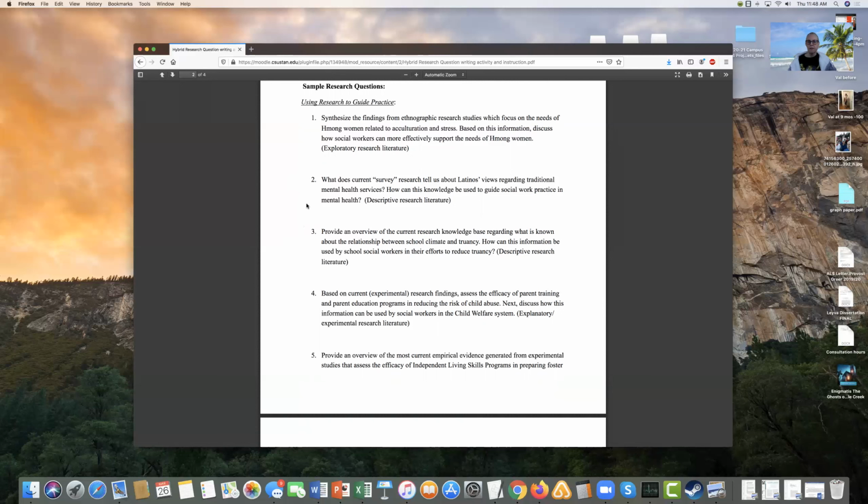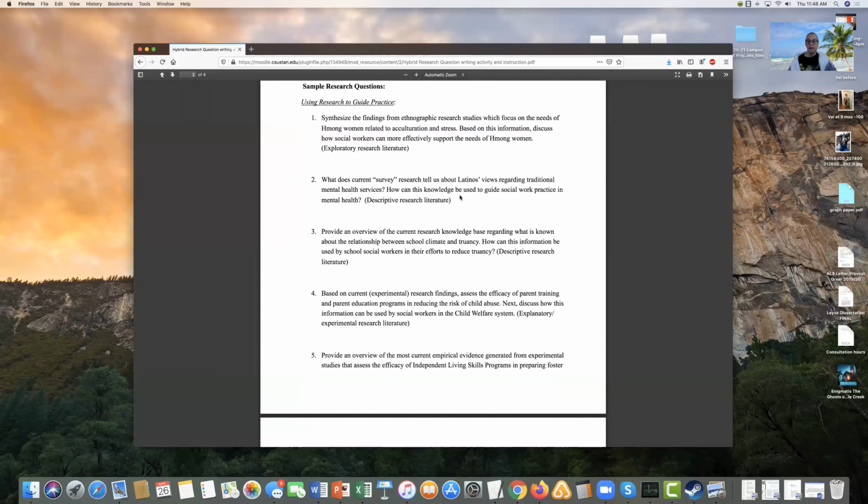So here's descriptive research, when you want to gather information on the characteristics of a particular population or phenomenon. What does current survey research tell us about Latinos' views regarding traditional mental health services? So I would have preferred a higher level of analysis, or explore what current survey research tells us about Latinos' views regarding traditional mental health services. So explore or examine or analyze or synthesize is a good verb. So here's the population, Latinos, and here's a topic, their views of traditional mental health services.